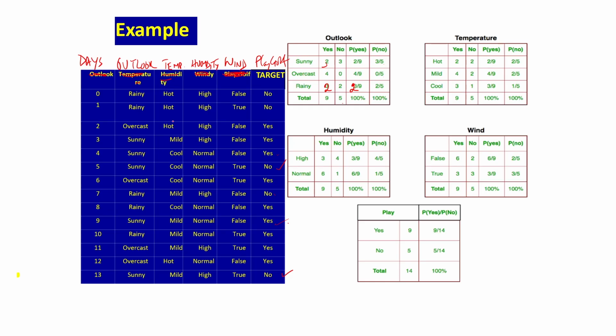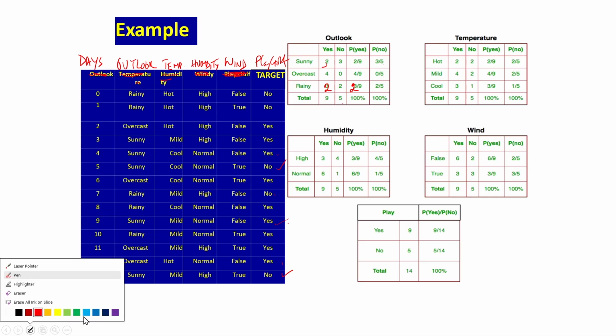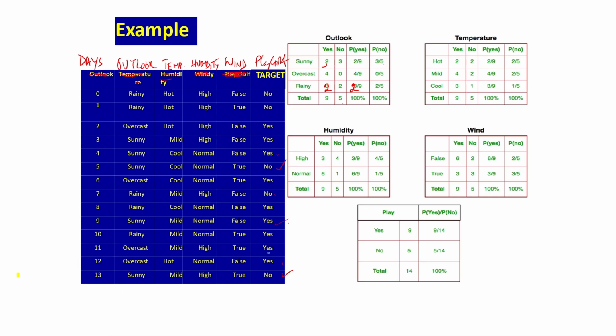If I look at the temperature, temperature can be hot, mild or cold. So, let us take hot. How many hot days are there for which you have yes? There is one yes here, there is another yes, hot. So, hot yes, 2 you can see.